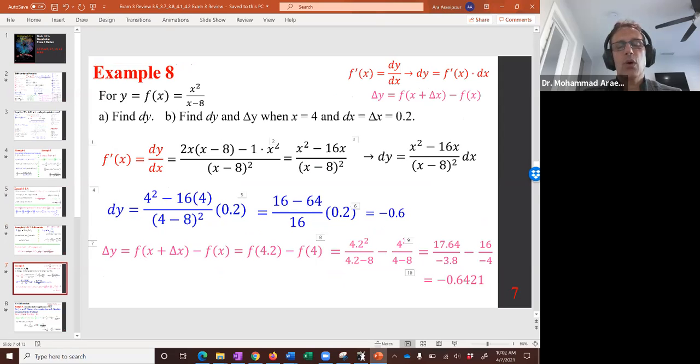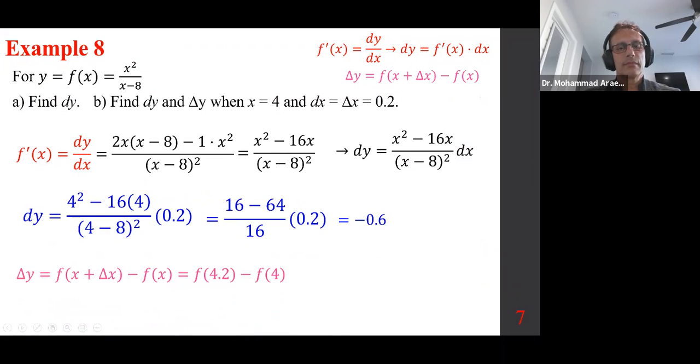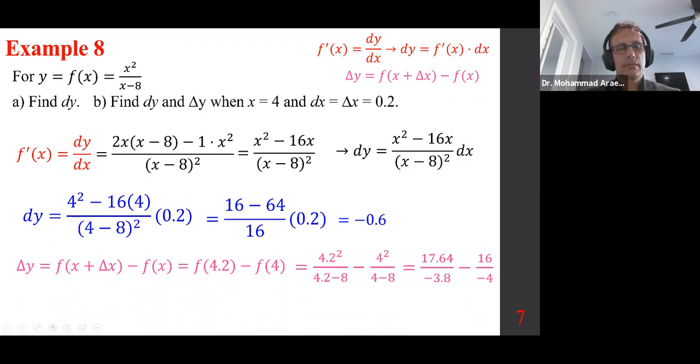We want to find dy as well as delta y in this example. Dy simply means f prime of x times dx. So first you find f prime of x, then you tag along dx. You plug in x equals 4, dx or delta x equals 0.2, you come up with the answer.